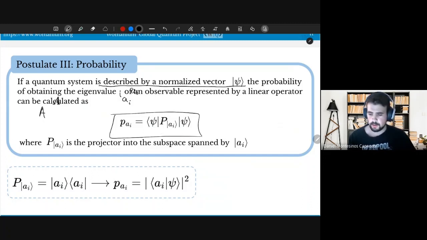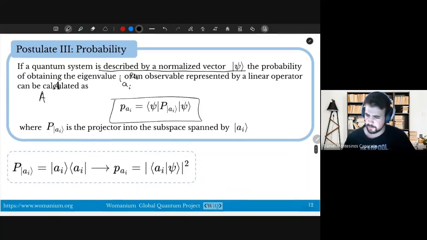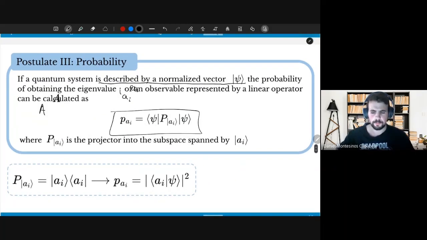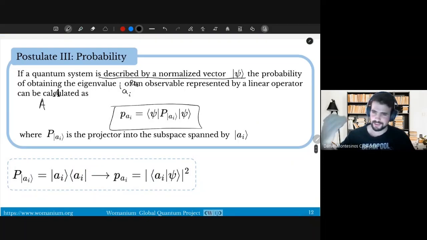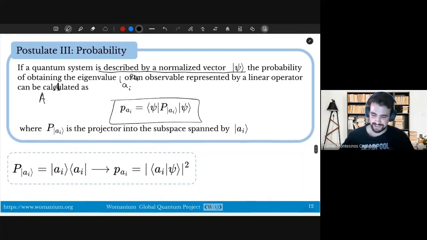So if you do the calculation, remember projectors can be written in this way. It's quite straightforward. It's just a line in order to get to this expression. My idea was to do that here, but since I don't have much time, I will leave that to you. Ask me any question for sure if you have any problem.